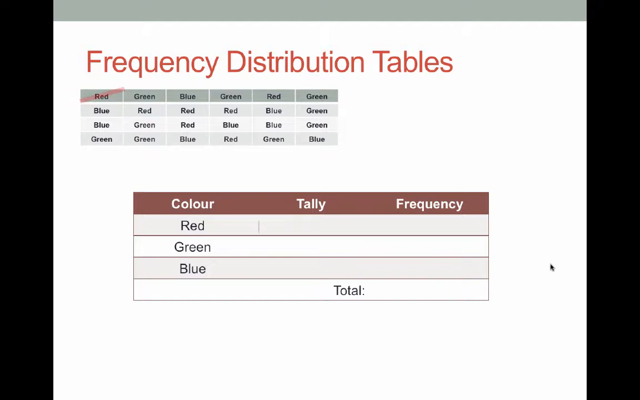Now we're going to build up a tally. The very first color is red, so we put a little dash in the tally column. Then we have a green, a blue, a green, and as you can see, the tallies will just keep going next to each of the colors.